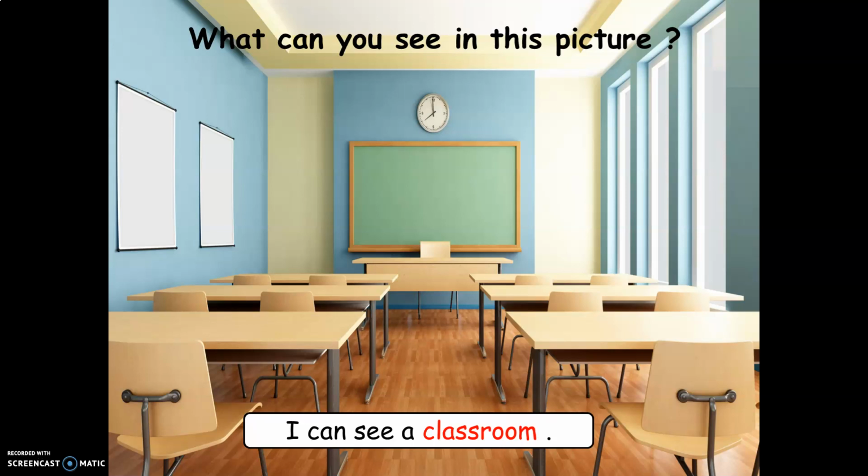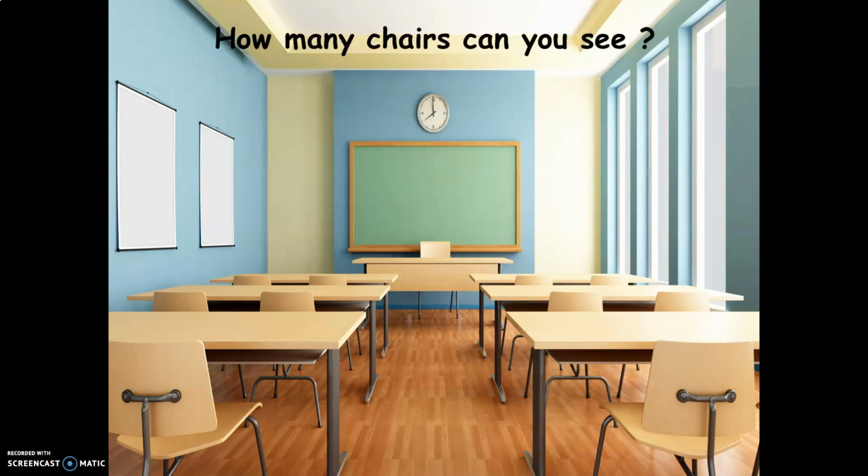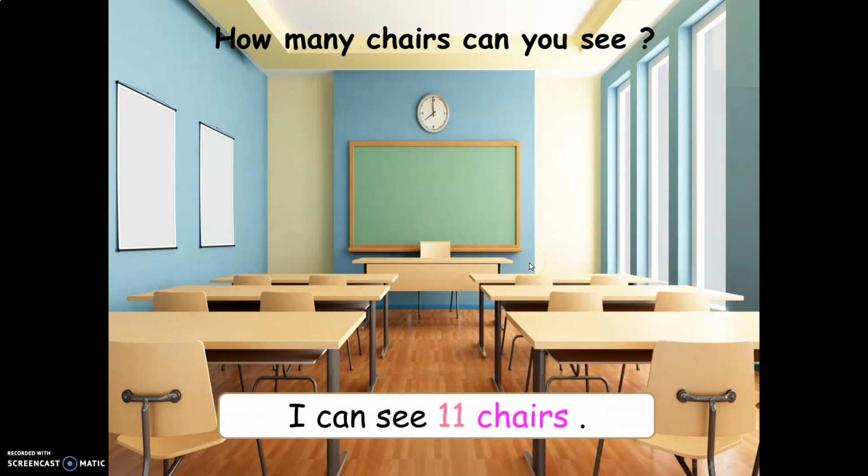Classroom. I can see a classroom. Now, how many chairs can you see in this classroom, girls? 1, 2, 3, 4, 5, 6, 7, 8, 9, 10, and 11. I can see 11 chairs.